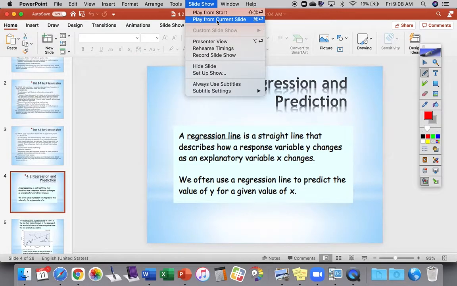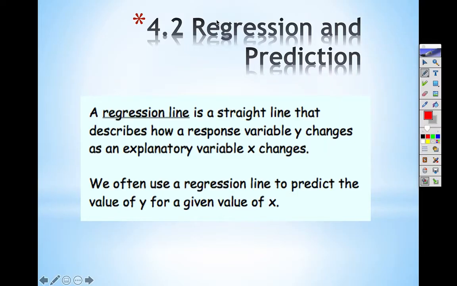So, prediction and regression. Let's see what that really means. A regression line is just laying a straight line that describes how a response variable changes as an explanatory variable changes. So up to this point, we have scatter plots. And on the scatter plots, which are just points on a graph, we find the correlation of those. And so the correlation is the strength of a straight line relationship. To start 4.2, we find the actual equation of the line. We find the line of best fit.